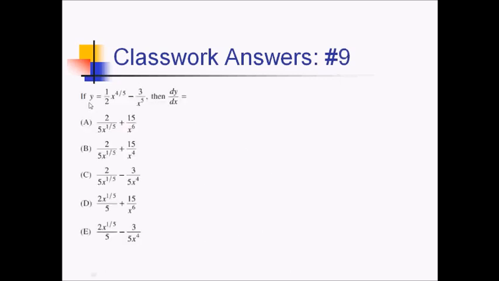For this problem, we're given y, and we want dy over dx, the derivative of y with respect to x. I'm going to start this problem by rewriting with exponents that aren't in the denominator here. So I've got 1 half x to the 4/5 minus 3x to the negative 5th. Now I can just use the power rule. Going left to right, I've got 4/5 times 1 half. That's going to be 4 over 10, or 2/5. And that's going to be times x to the 4/5 minus 5/5, so negative 1/5. For this next one, I've got negative 5 times negative 3 is 15. And then that'll be x to the negative 5 minus 1, so negative 6.